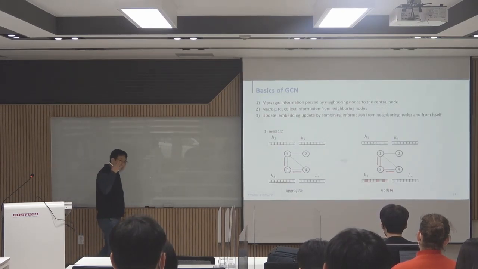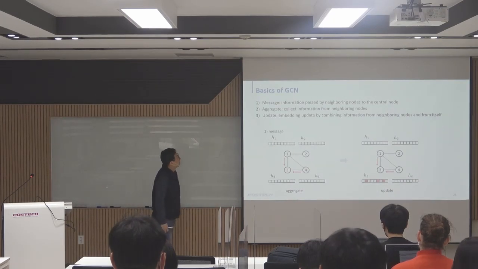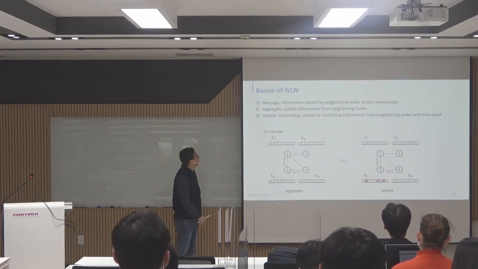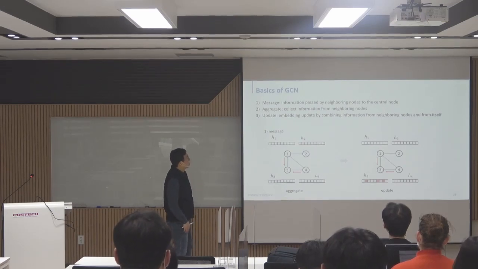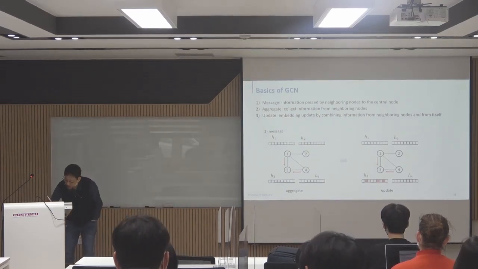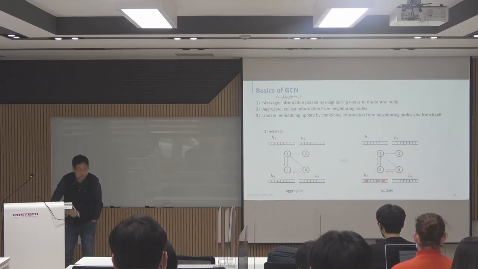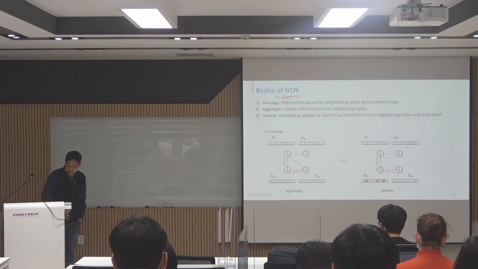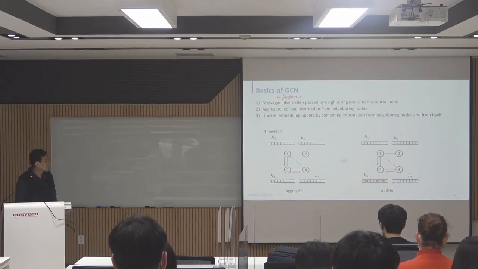So there are three key steps, key components. The first one is message. Again, I would say it's pretty much the same as features. Some of the information is passed from the neighborhood node to the central node.